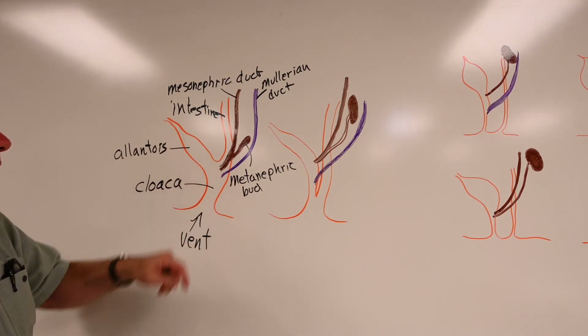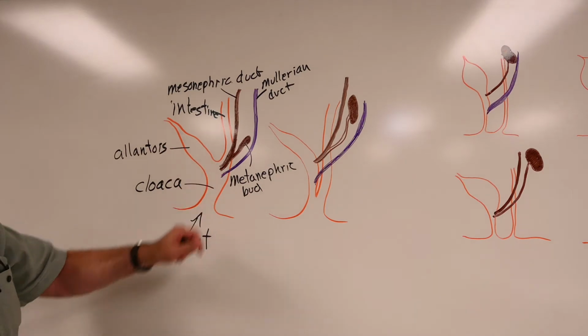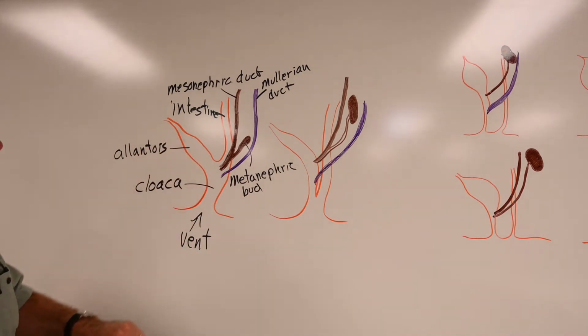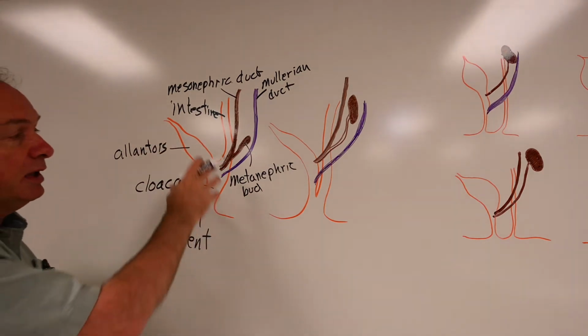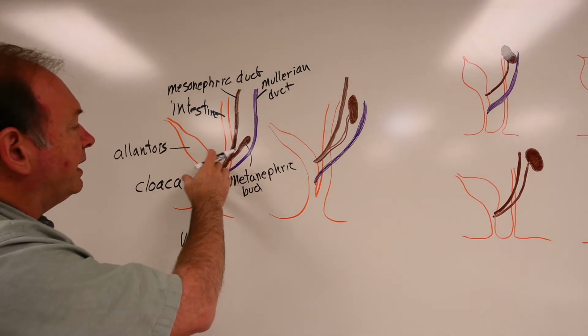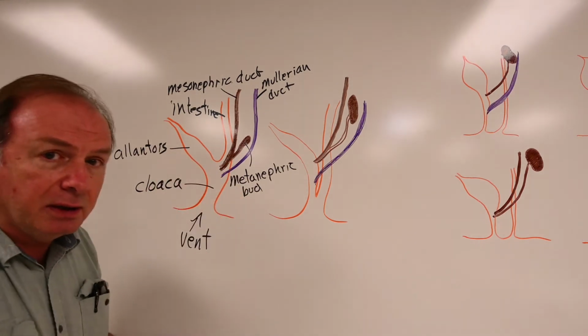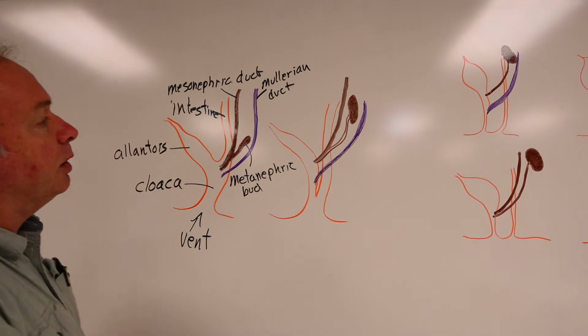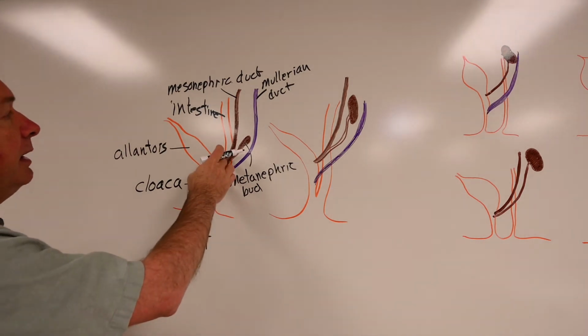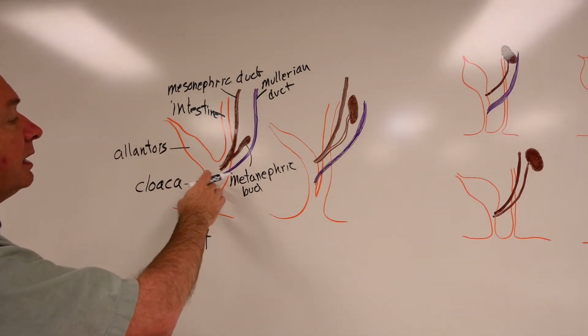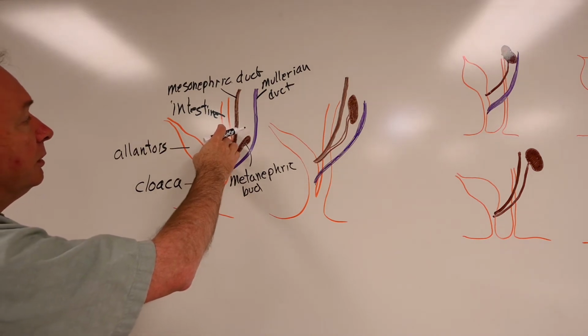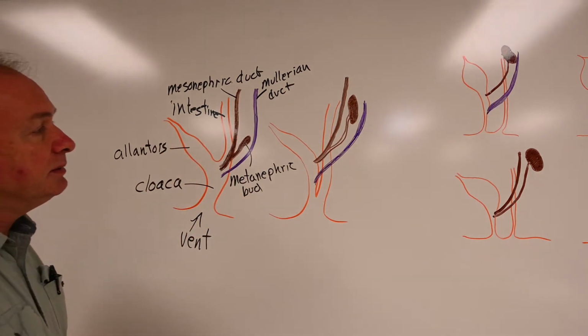Mullerian duct also connects to the cloaca. Intestine drains into the cloaca. Allantois is connected to the cloaca. So several, that'd be 1, 2, 3, 4, 5, 6 different passageways that terminate in the cloaca. Left and right Mullerian, left and right mesonephric duct, intestine, allantois.